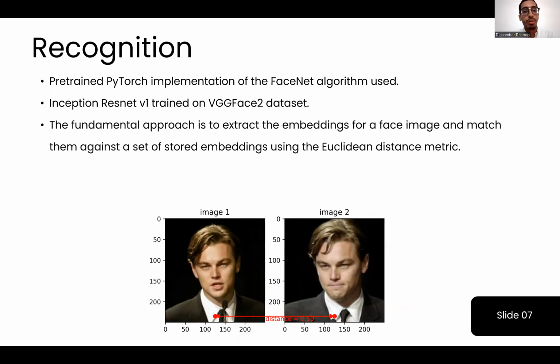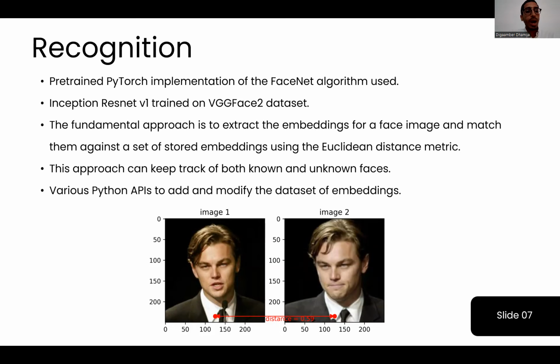For each crop of a face, its embedding is extracted and its Euclidean distance is compared with a set of stored ones. If the embedding with the lowest distance has a distance less than a predefined threshold, we classify it as known. If the distance is greater than that threshold, we match and store it in a separate dataset consisting of unknown faces. The result is that the system is able to recognize known faces and also able to keep a track of the unknown faces. Now, various Python APIs have also been built to add and modify the dataset of embeddings.